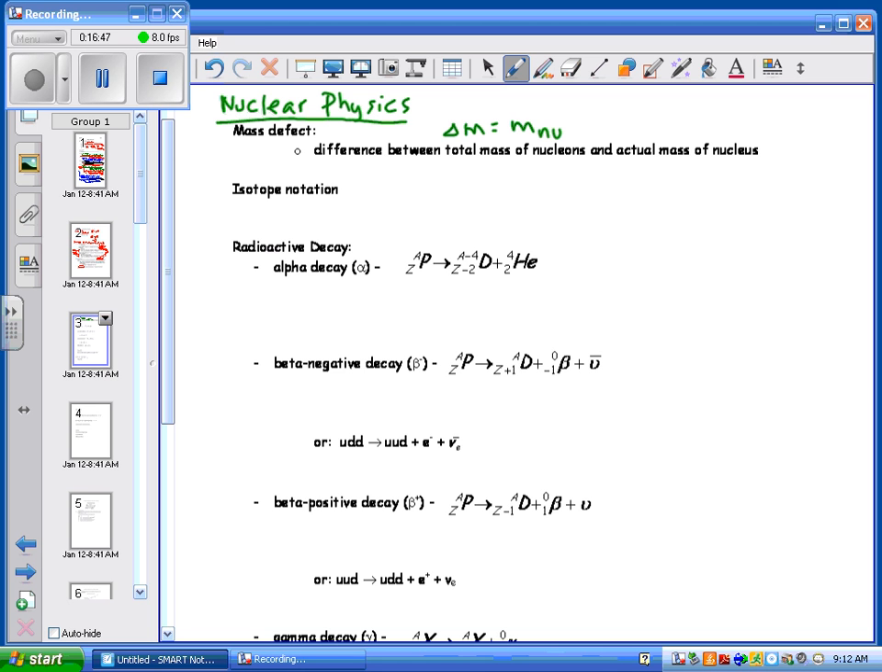So it's the mass of nucleons minus the mass of nucleus, remembering that the mass of the nucleons is the mass of protons plus the mass of neutrons. And if you're given the mass in the question, use those masses, otherwise use the constants from your formula sheet. Isotope notation: atomic mass number, element symbol. Z equals the number of protons, and it's the number from the periodic table.